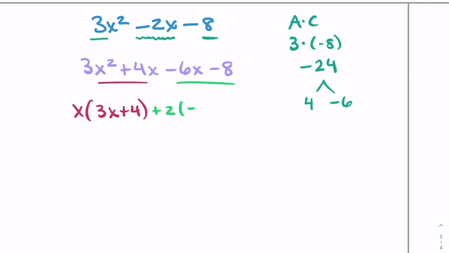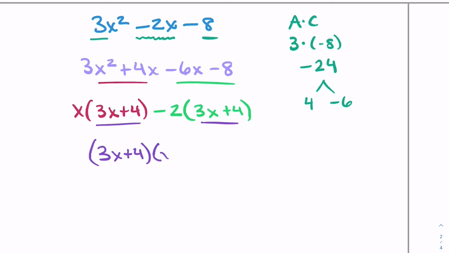Instead, factor out a negative 2. And I now have the 3x plus 4, both being positive, because negative 6 divided by negative 2 is positive 3, and negative 8 divided by negative 2 is positive 4. Now, factor it again, factor out what's common, 3x plus 4, and x minus 2 is left over. And we're done.